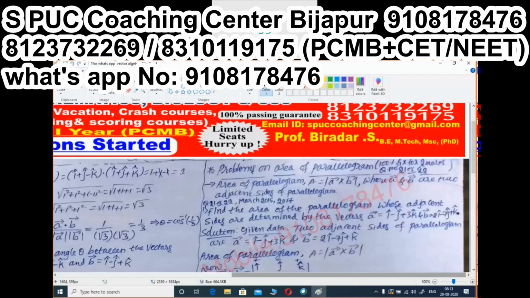So formula, once again you can take here, area of parallelogram A is equals to modulus of vector A cross vector B. A cross B you are going to find out, and if you find its modulus, then that is the required area of the parallelogram. Here A vector and B vector are two adjacent sides of a parallelogram. Let us have the first problem so that you get it clearly.